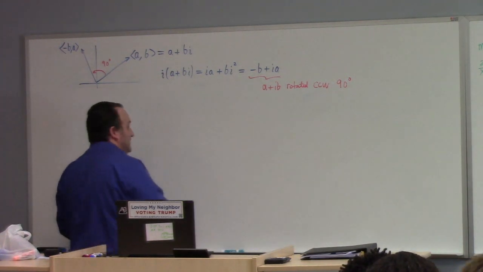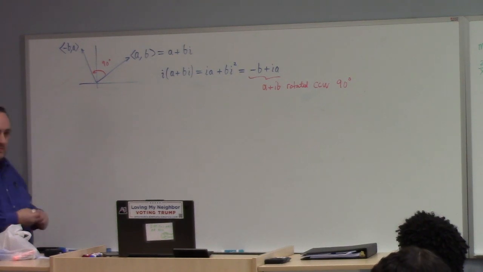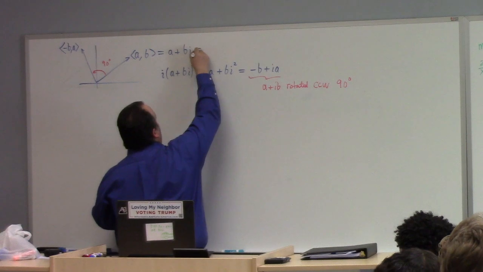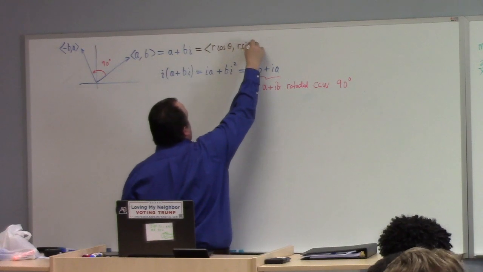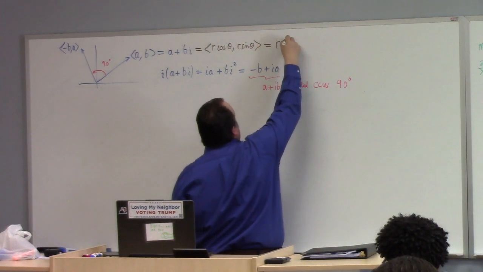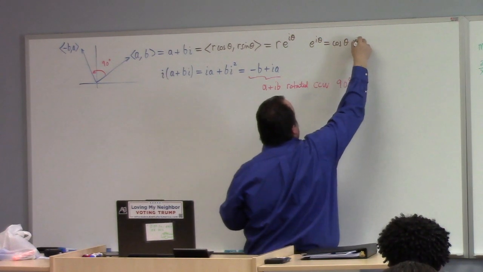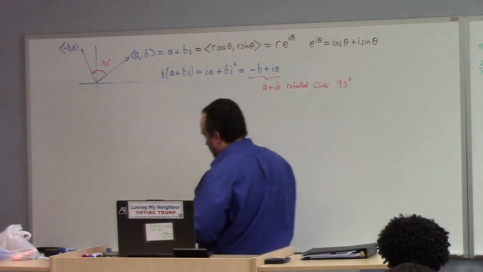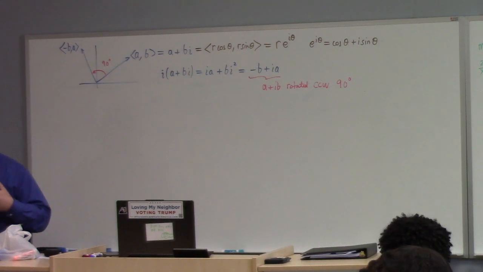Now, I'll just get straight to the point here, guys. Any complex number, which is a two-dimensional vector, can be written as a magnitude times a direction. So we can write this as r cosine theta, r sine theta, but we can just as well express that as r e to the i theta, where e to the i theta is cosine theta plus i sine theta. So any point in the plane has a polar coordinate representation, and in the complex notation, it just looks like r e to the i theta.